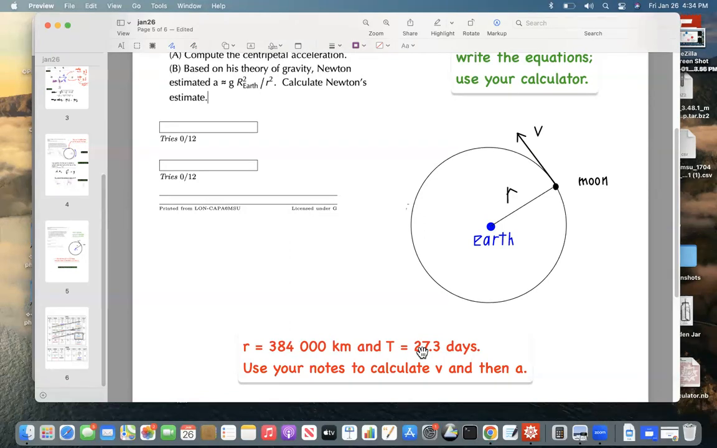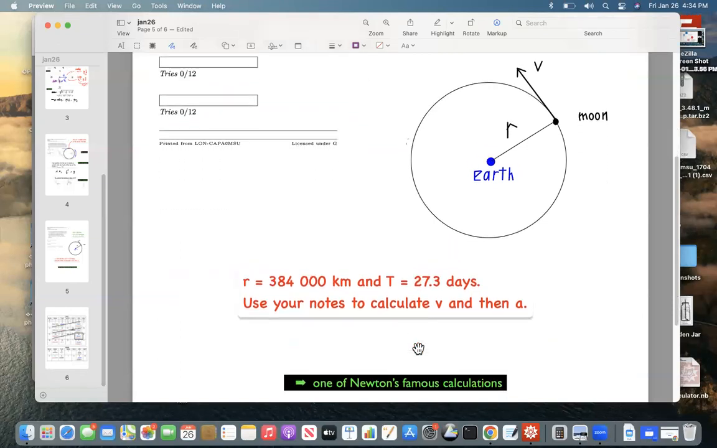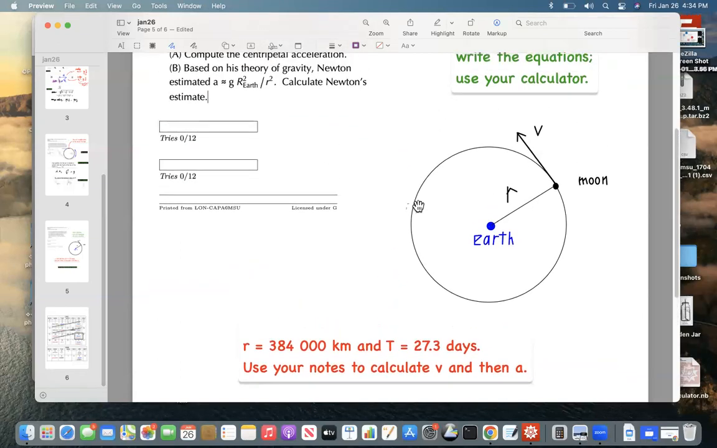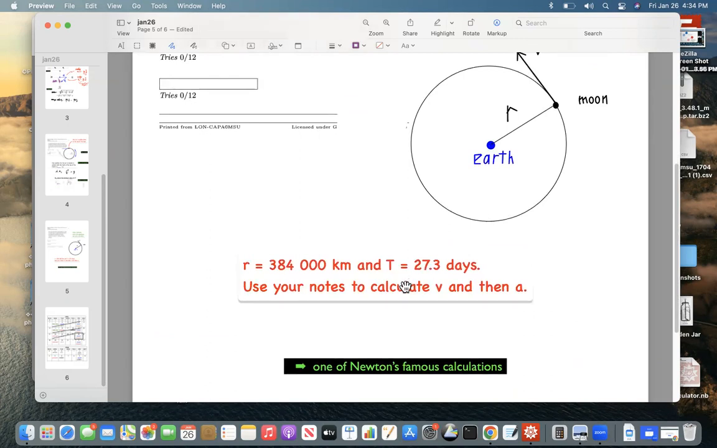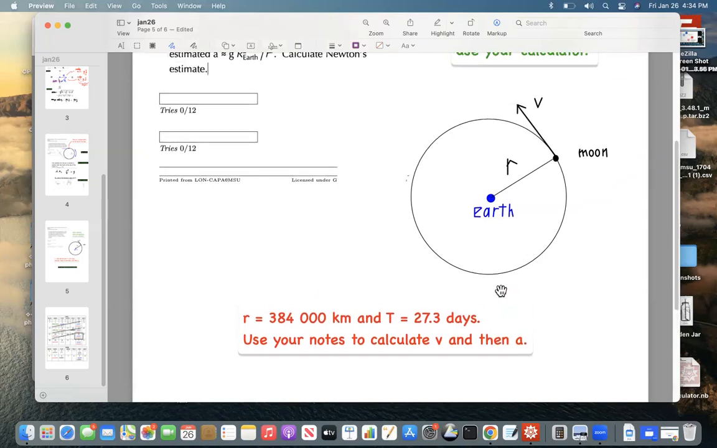When you do any of these calculations, you should put everything in standard units. The standard unit of time would not be days, although that's the information you're given. But you would convert this into seconds. And then V is 2 pi r divided by T, and A is V squared over R. So, you calculate V and then you calculate A.